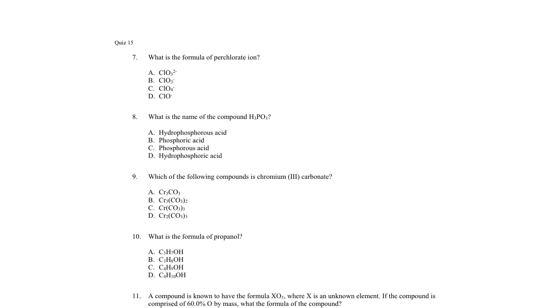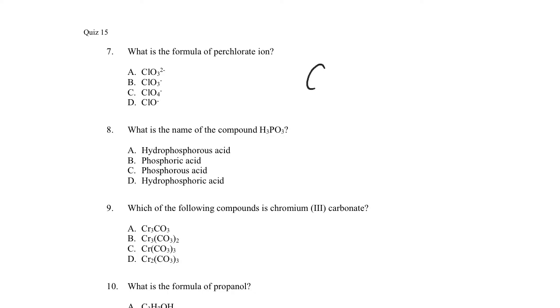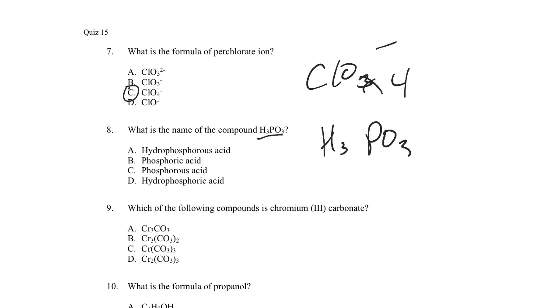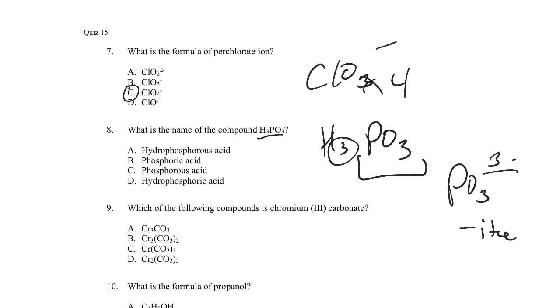Moving on. Number 7. Formula of perchlorate ion. We just have to remember that chlorate is this, so the per is that. So it's ClO4 minus. What is the name of H3PO3? The way I look at this is, I look at this ion here and say, okay, that's PO3 3 minus. That's why it takes 3 H pluses to neutralize it in the acid form. So if PO3 3 minus is phosphite, the ites become OUS in their acid form. So this should be phosphorus acid, C.